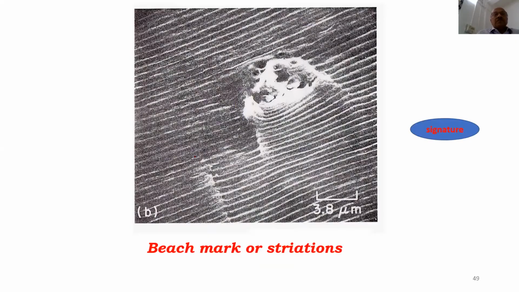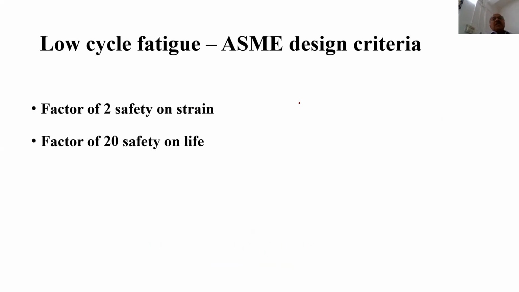This is another example of beach marks on a fatigue failed sample. And again, coming to design, normally we apply a factor of 2 on strain or a factor of 20 on life. That means if I do an experiment in the laboratory at say 1% strain and find out that 1000 is the number of cycles to failure, when it comes to design, I will take 1000 divided by 20, that is 50, as the number of cycles to failure.